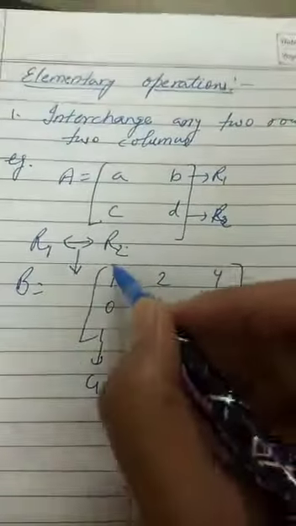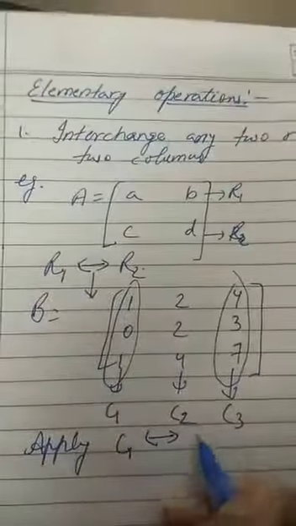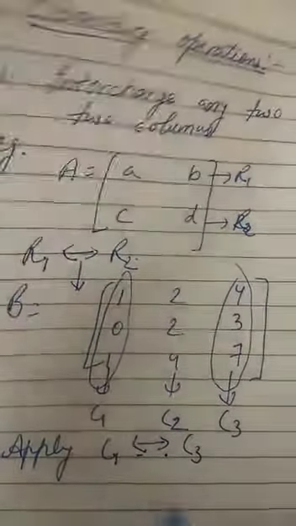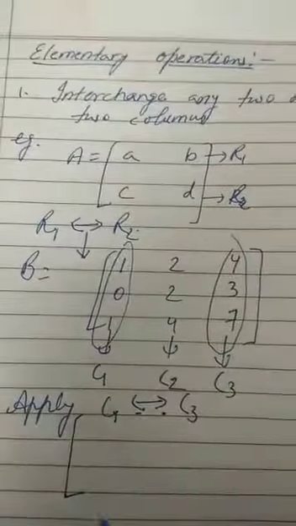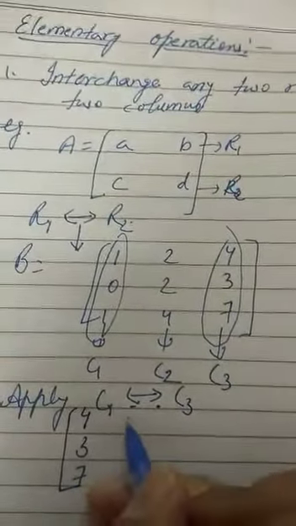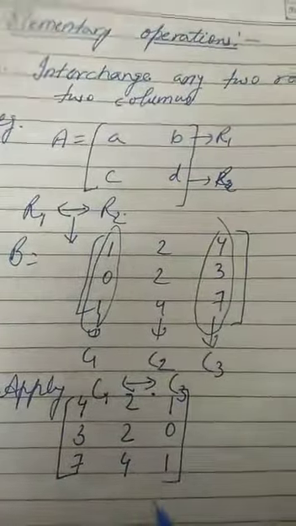Now this is our column 1, this is our column 2, and here we have column number 3. I want to interchange column 1 with column 3, right? So how will I do? I will write down here apply C1 interchange C3. So when we are writing double headed arrow, it means it is interchange. So the new matrix that we will get after this application of the operation, the third column 4 3 7 will come here. Second column there is no change, it will remain in its place, and the first column is taking the position of third column. So this is how the operations will work.